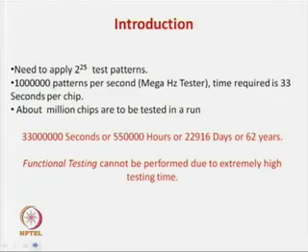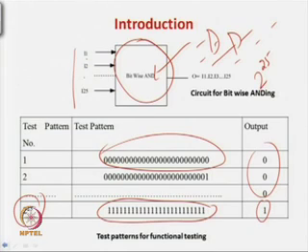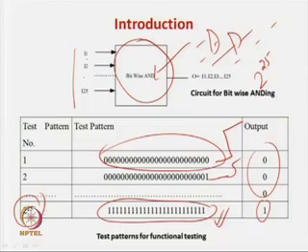You can see we require to apply 2 to the power 25 test patterns to test the fault, and remember that we are not doing a delay testing in this case. If you had done delay testing, then you have to apply this pattern followed by this pattern, then this pattern followed by this pattern. So you can understand that we have to apply more than double the 2 to the power 25 patterns, because in 2 to the power 25 we just do a functional test.